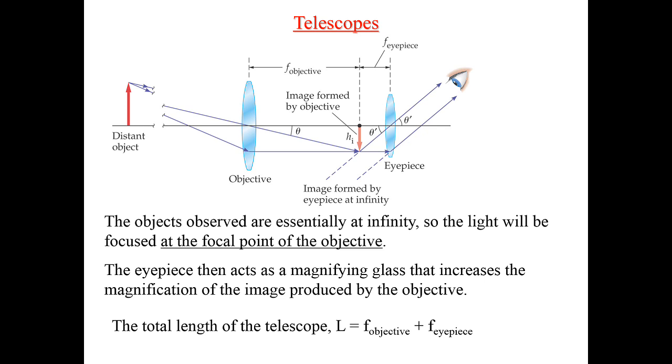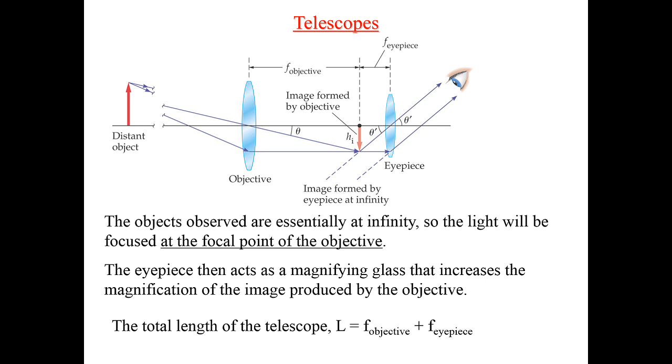So the first lens, the objective, takes light from infinity and focuses that light at the focal point of the objective. The light continues through the focal point of the objective, and then the light is straightened out by the eyepiece. So it looks like the light is coming from infinity again. For this to work, the focal point of the objective and the eyepiece have to be the same.